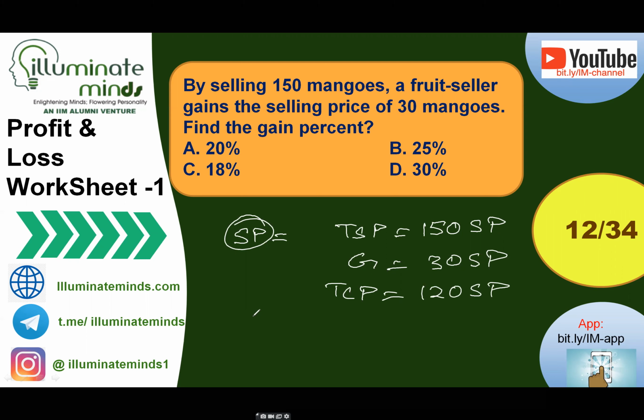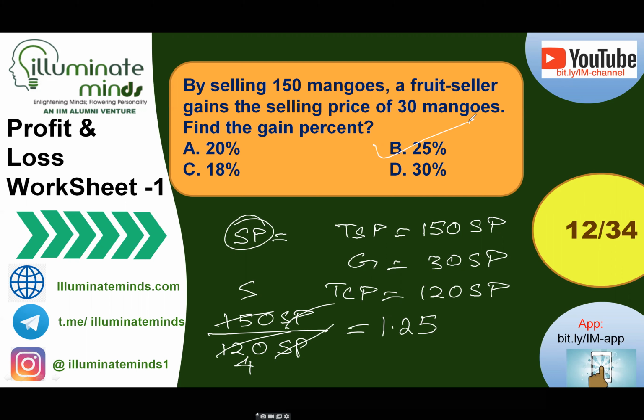My gain percent is equal to 150 SP, that's my total selling price, divided by total cost price. 5 by 4 will give me 1.25. 1.25 means 25%. Okay.